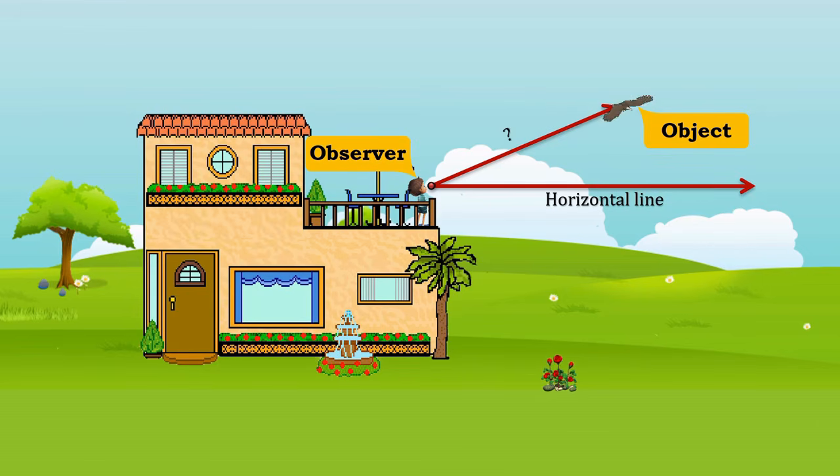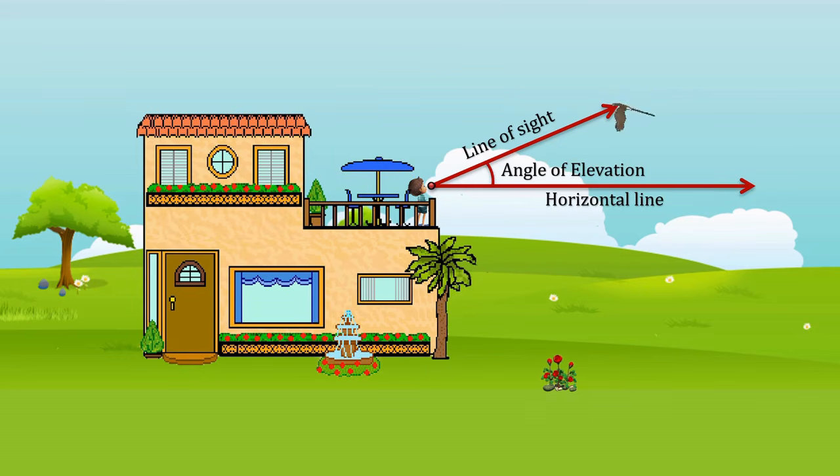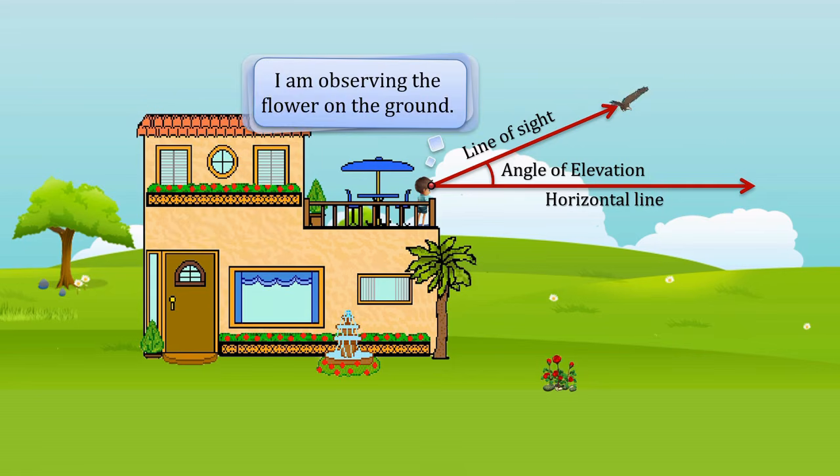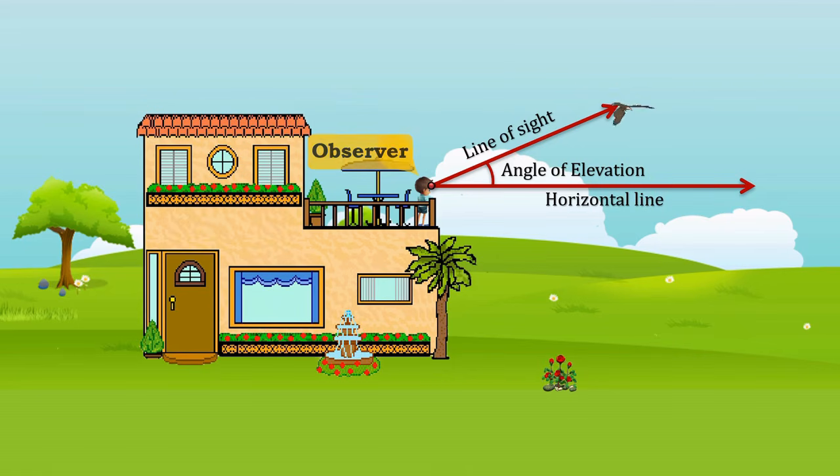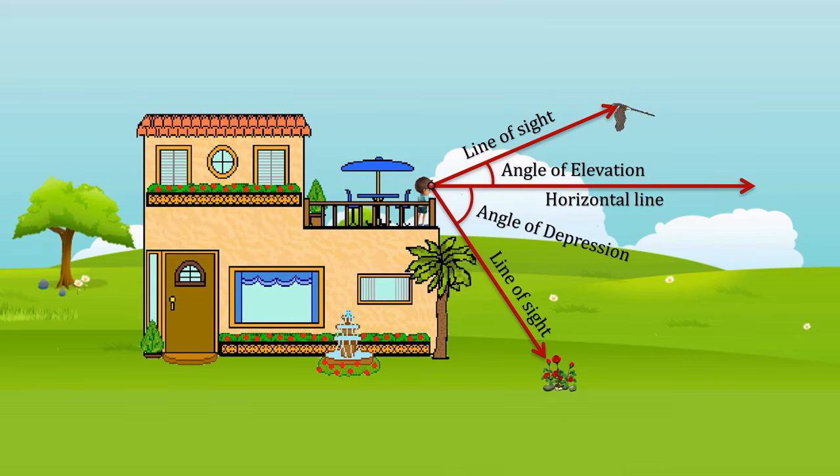Since the eagle is above the horizontal line, the angle formed between the horizontal line and the line of sight is called the angle of elevation. So, remember, object above, angle of elevation. Now, suppose I look down at the flower on the ground. Again, the imaginary line joining my eye to the flower is the line of sight. But this time, the flower is below the horizontal line. Therefore, the angle formed between the horizontal line and the line of sight is called the angle of depression. So, object below, angle of depression.